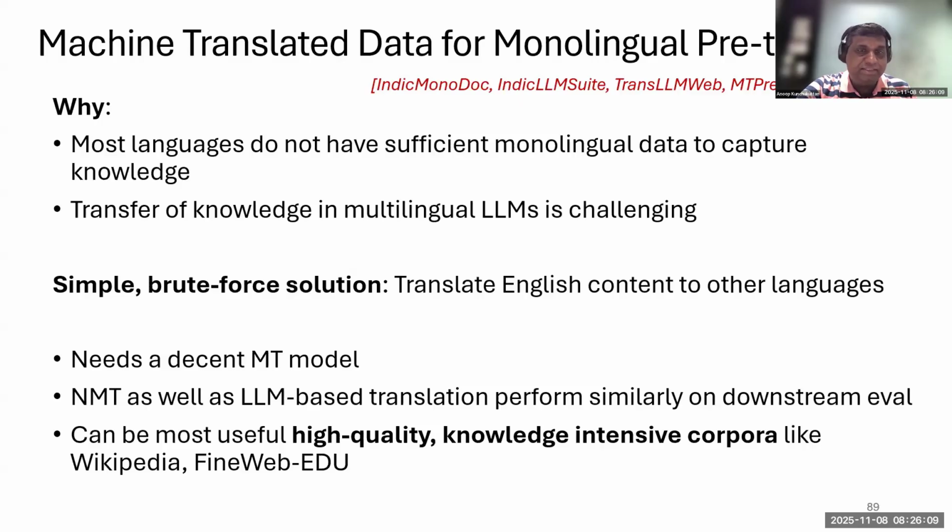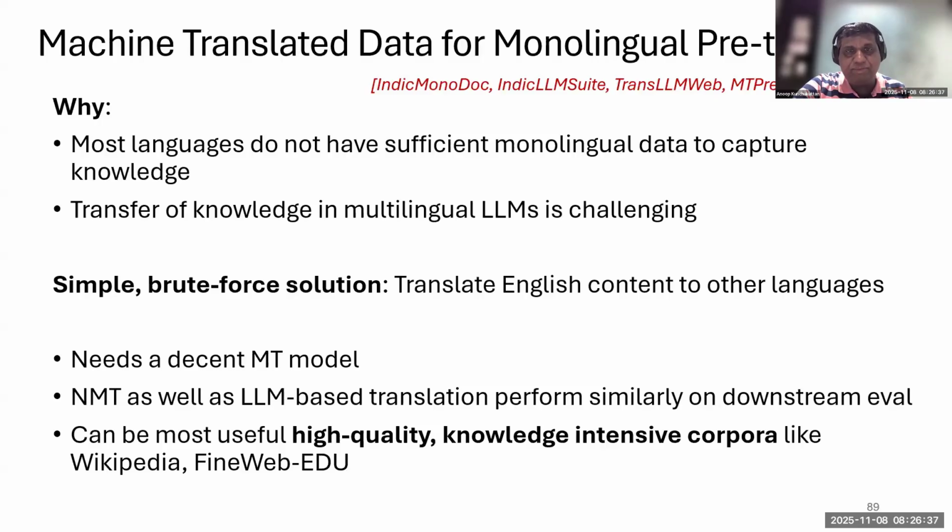So we need a decent MT model, and this could either be neural MT or LLM-based translation, and generate a lot of pre-training data using translation. Both these approaches, at least in some evaluations, work fairly well. And MT, of course, will be far more efficient. And of course, we cannot translate everything on the web into the language of our interest.